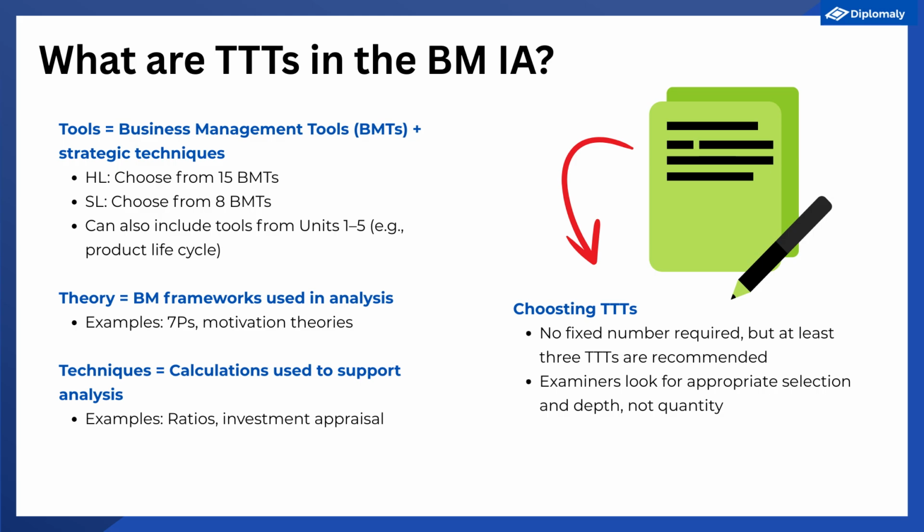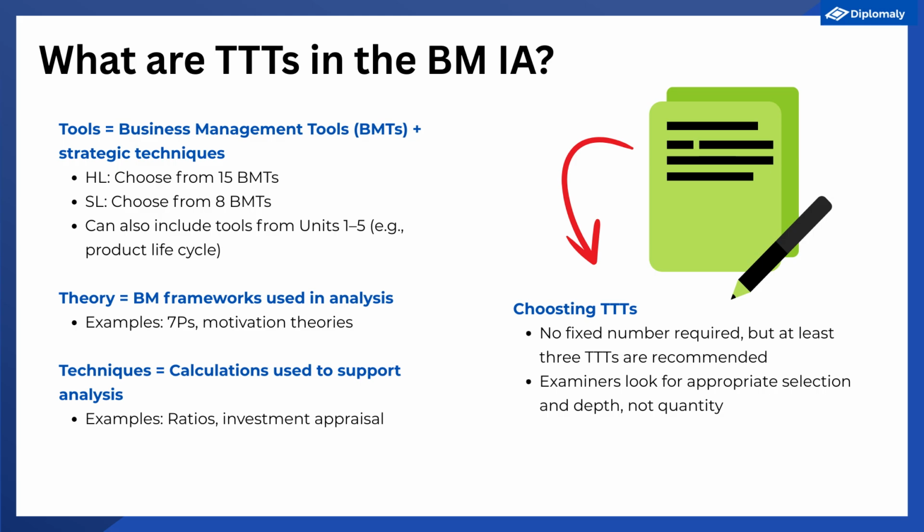Before we go into details, let's first recap on what these TTTs are. Tools are defined as BMTs and other strategic, quantitative, and qualitative techniques you have learned in the course. This includes any of the 15 BMTs for the higher level students and any of the 8 BMTs for the standard level students. But one thing to note is that it might include other tools and theories that you have learned from units 1 to 5, such as the product lifecycle.